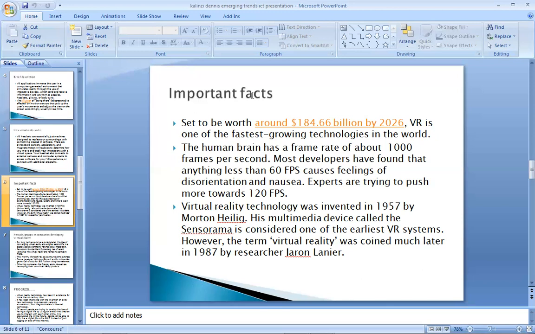The other virtual reality fact I'm going to talk about is that it was invented in 1957 by Morton Heilig. His multimedia device was called the Sensorama and is considered one of the earliest forms of virtual reality. However, the term virtual reality was created much later, in 1987, by a researcher called Jaron Lanier, who is considered the father of virtual reality.